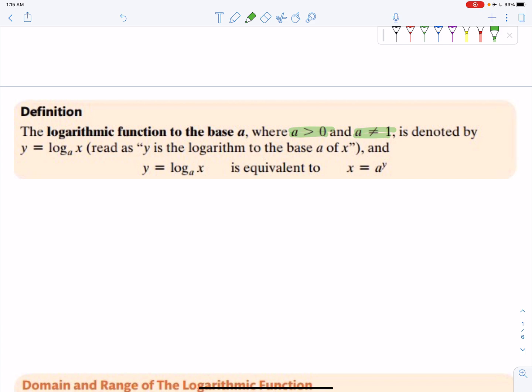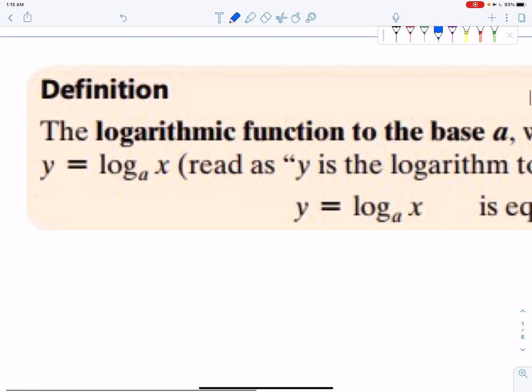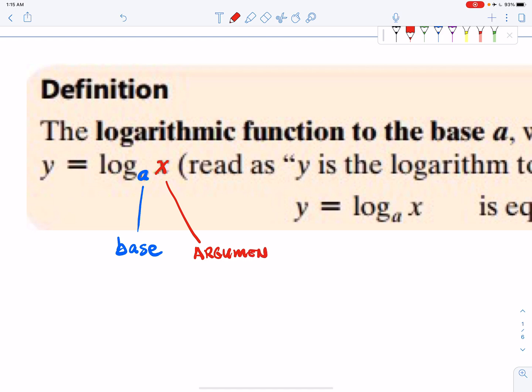I'm going to do some highlighting here. Let me start by labeling the pieces. The base of a logarithm is called the base. X is called the argument. And y is often called the answer, because if you want log base a of x, it's equal to this green y, which is the answer of that problem.